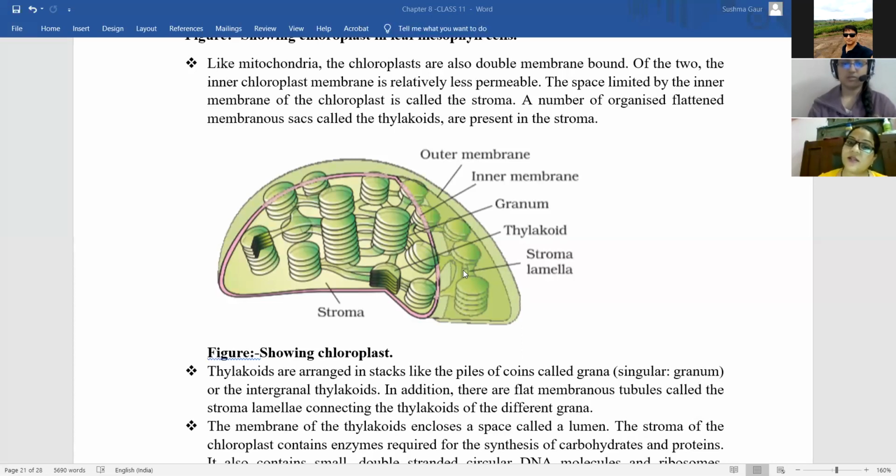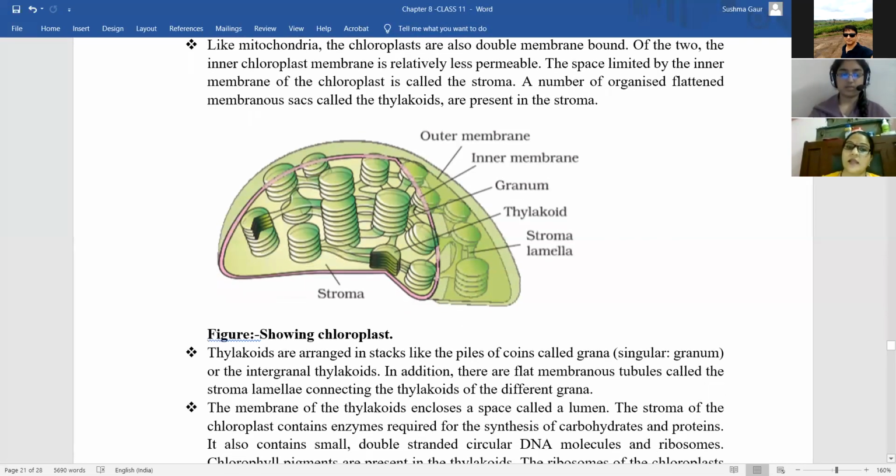And the region present in the stroma between two thylakoids is known as stroma lamellae, or the region that connects two thylakoids, that is groups of grana, is known as stroma lamella. Okay, so don't get confused. Many times we get confused about the difference between grana and thylakoid. Grana is the single ovular structure present in the stroma of the chloroplast, and when these grana are arranged in the form of stacks, then they are known as thylakoid. A group of grana are known as thylakoids.